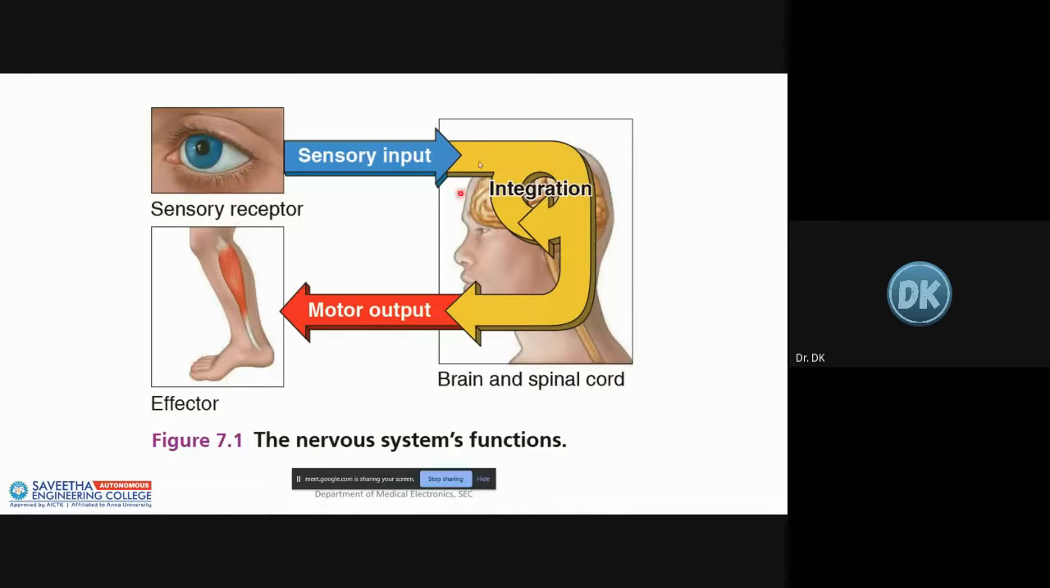So the brain will integrate the data and it will send the motor output to the legs. So legs will move away from the obstacle. So if there is a stone or a fruit on the path we walk, we will obviously move away from that, right? So we will try to avoid the obstacle. So that is the end result of your sensory input.